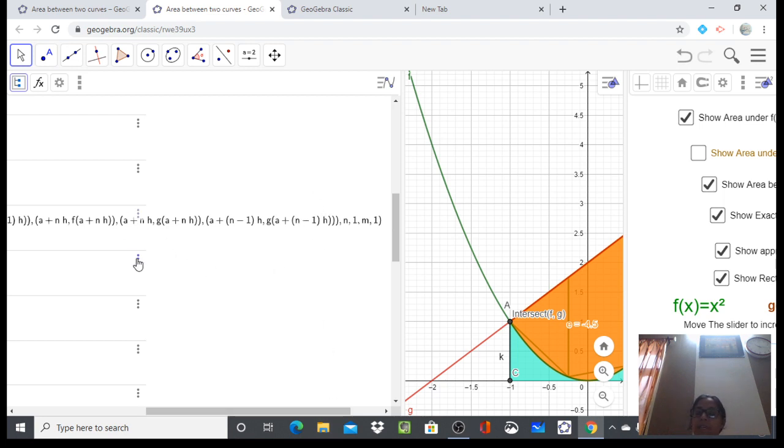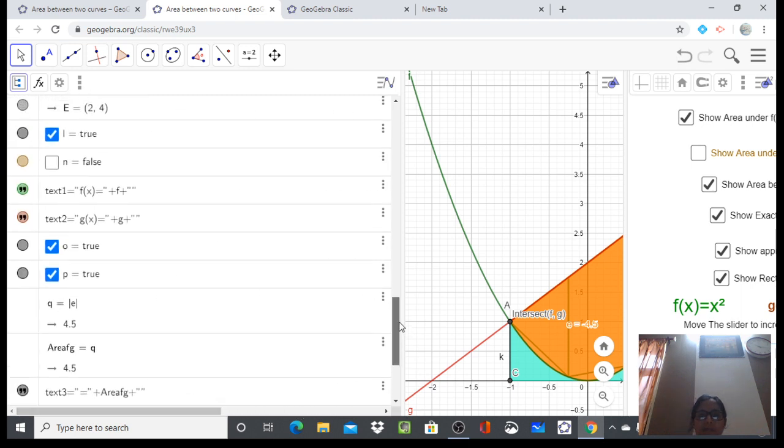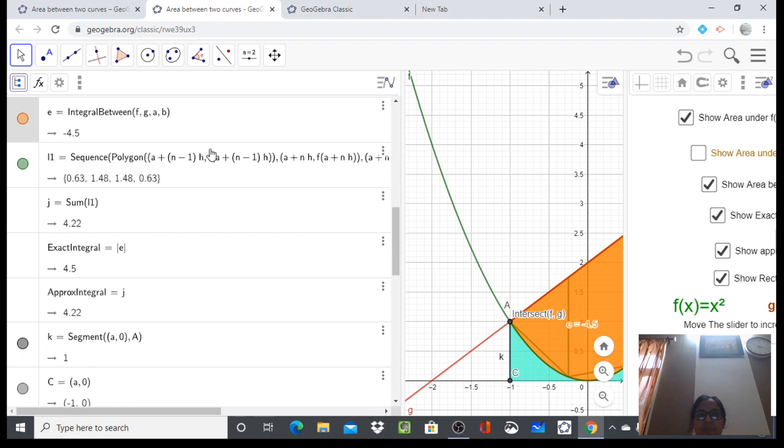We are making the sequence of the polygons. So we have the sequence, and the variable. What is the expression to write the statement of the sequence? First we write an expression in terms of the variable. Here the variable is n. N is varying from 1 to m, where m is the number of rectangles, and the increment is 1. So we have formed the sequence of polygons.